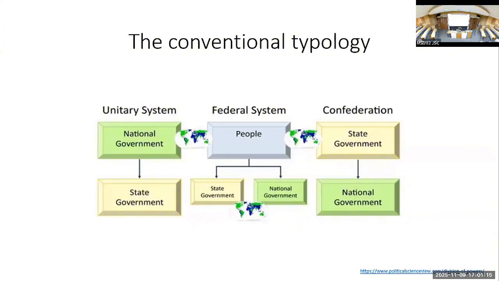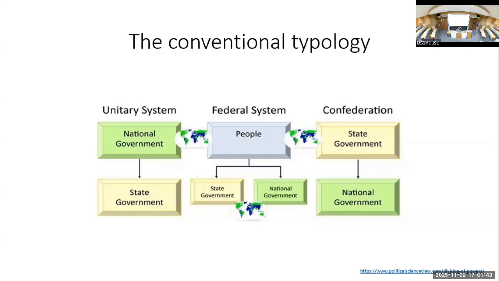On the left here is what we call a unitary system, where the state governments are just branches of the national government. So you could have different parties in power, but the national government has an overarching power that can correct the state governments and so on. So if you go with this case, then intergovernmental conflict would be very little.